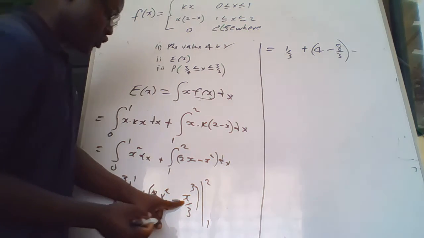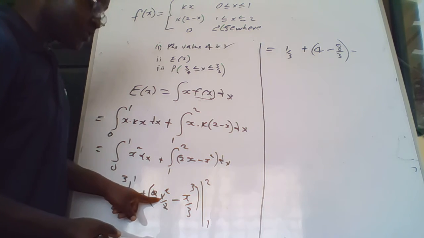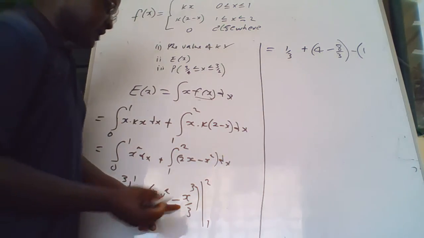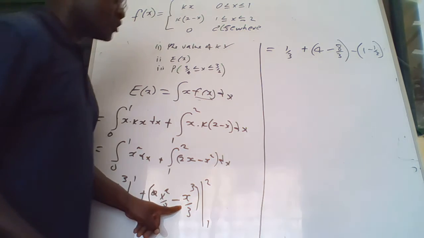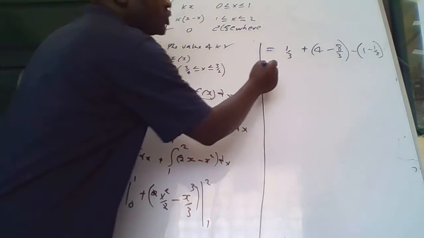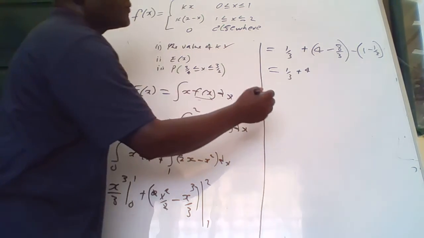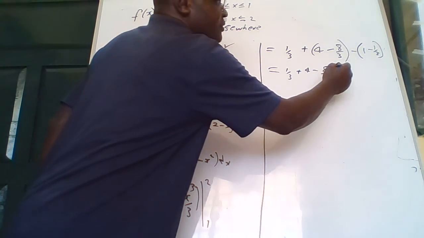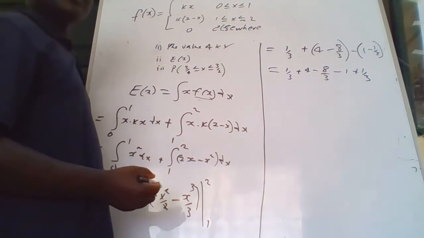Then we subtract the lower limit. So when there is x, we put in 1. So it is 1 squared, so it will be 1, minus 1 all over 3. So this equals 1 all over 3 plus 4 minus 8 all over 3 minus 1 plus 1 all over 3.